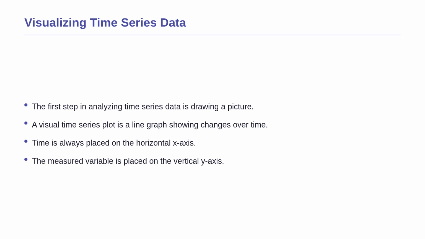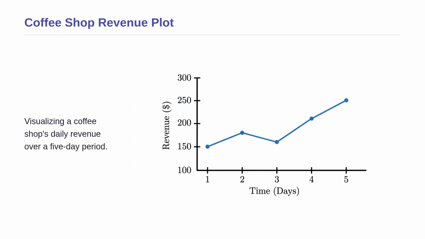Before we do any complex math with our data, the very first step in analyzing a time series is to draw a picture of it. We call this a visual time series plot. It is simply a line graph showing how our data changes over time. Because time moves forward independently, we always place time on the horizontal axis or the x-axis. The variable we are actually measuring goes on the vertical axis or the y-axis. By connecting our data points with straight lines, our eyes can instantly spot trends, like whether a business is growing or shrinking.